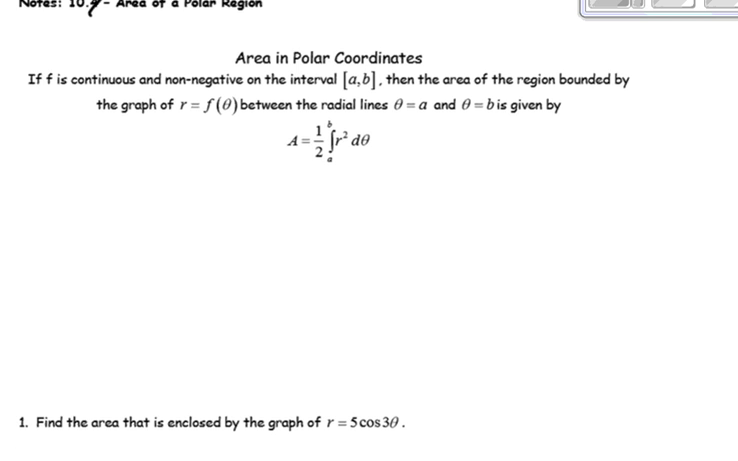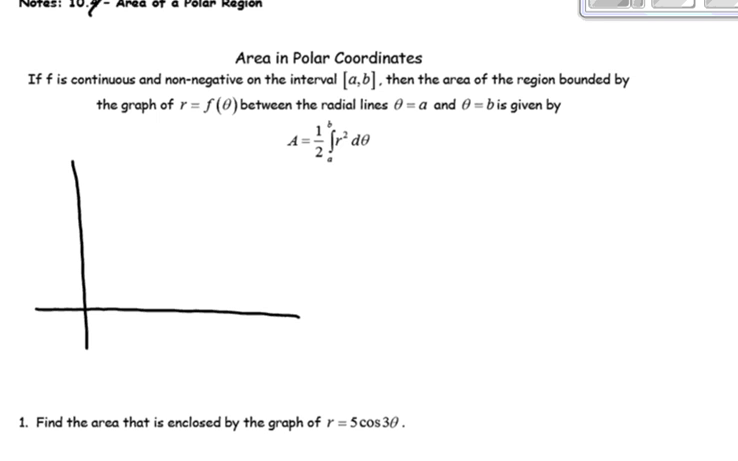Now, when we found an area in rectangular coordinates, that was represented by taking an integral from a to b. But when we find area in polar coordinates, we can't do that as easily. With rectangular coordinates, remember we sliced up our graph into rectangles, so we had the width by the height, and then we took an infinitesimally small width, which was dx. So we're slicing that up. Now, we're going to be doing the same thing with polar coordinates, but in a different coordinate system.